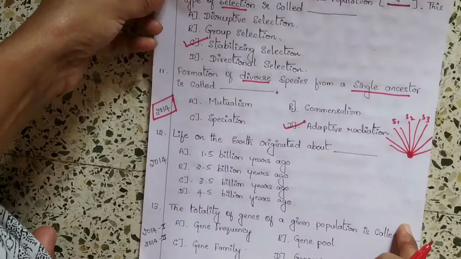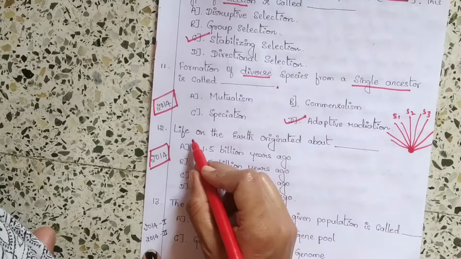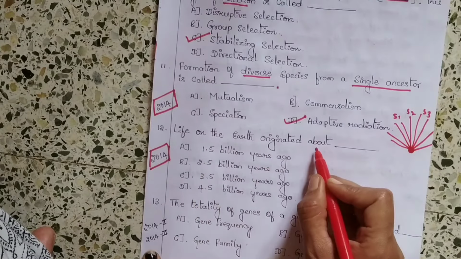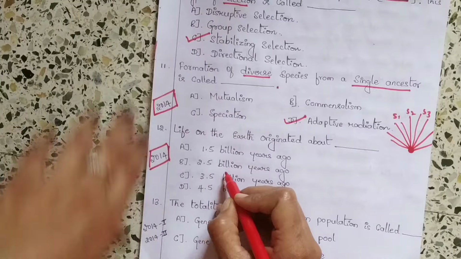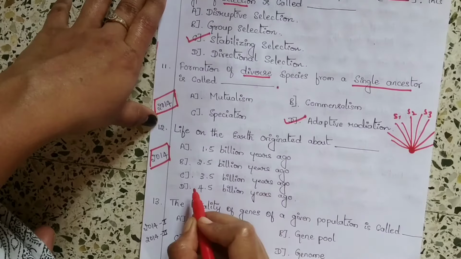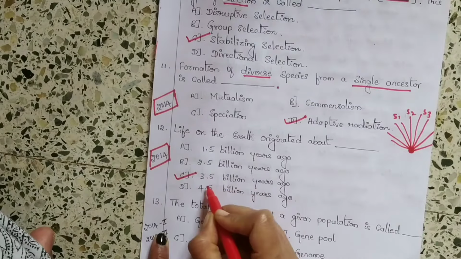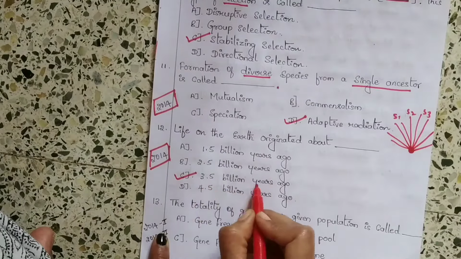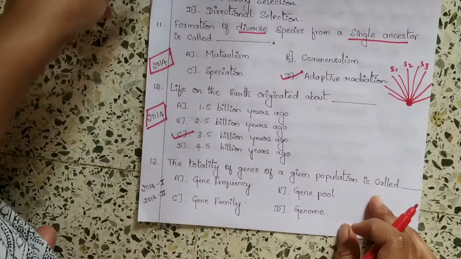Let us move on to the next question, which was asked in the year 2014. Life on the earth originated about: first option 1.5 billion years ago, second option 2.5 billion years ago, third option 3.5 billion years ago, fourth option 4.5 billion years ago. The answer for this is C, 3.5 billion years ago. Let us move on to the next question.